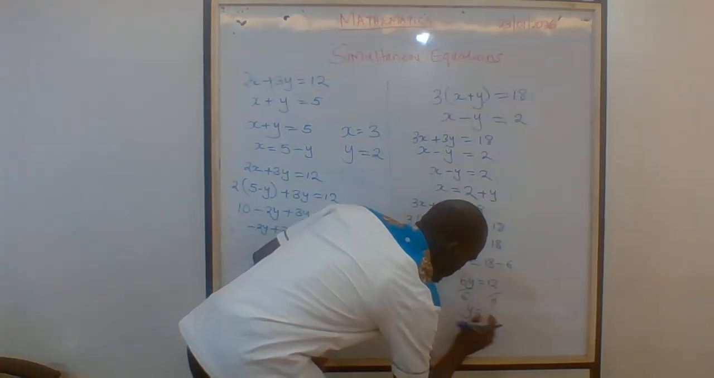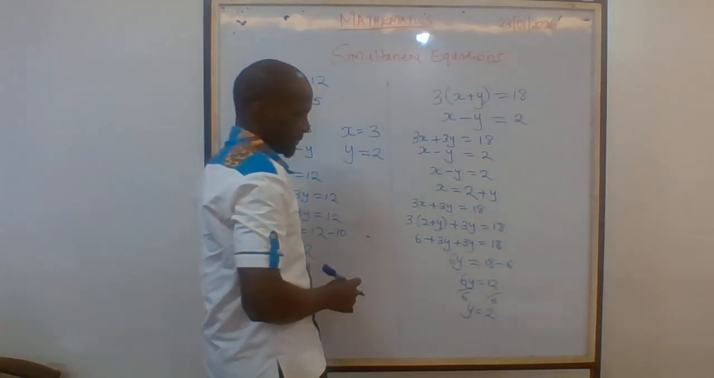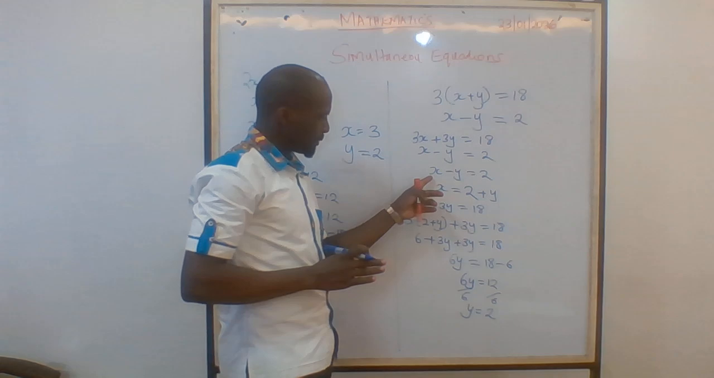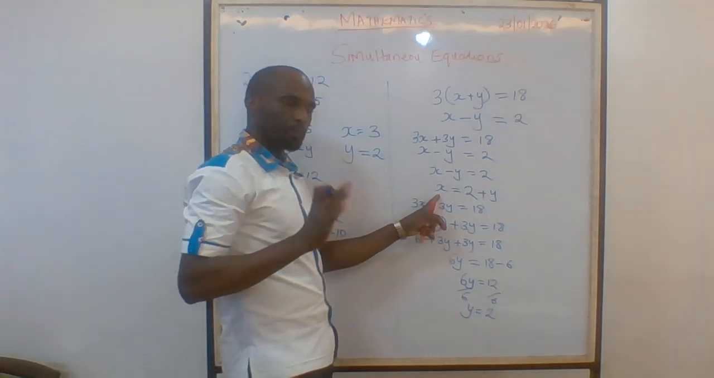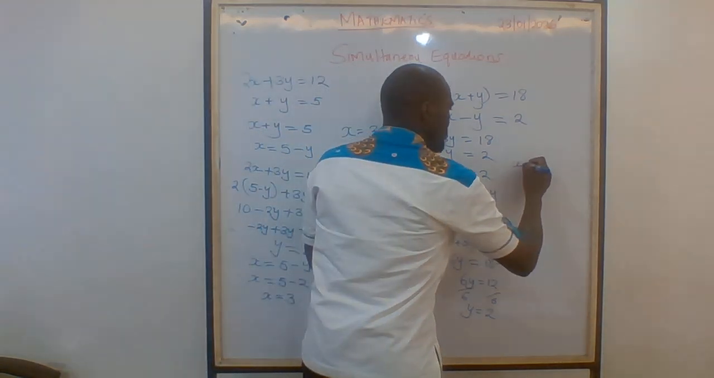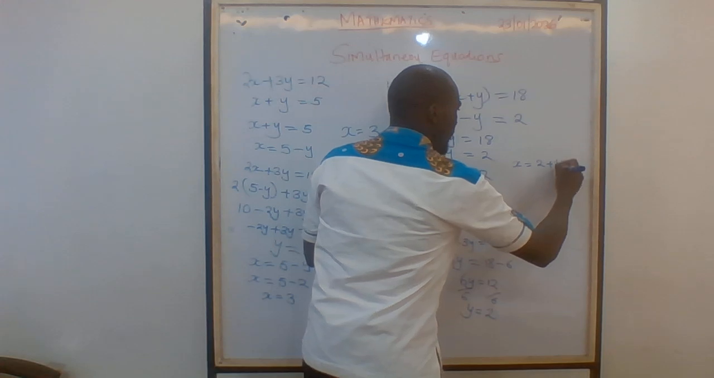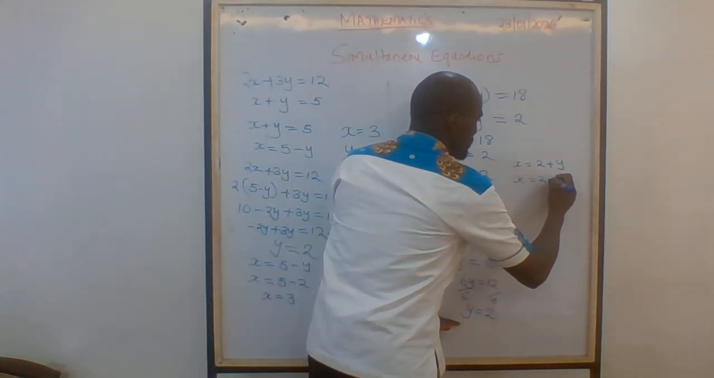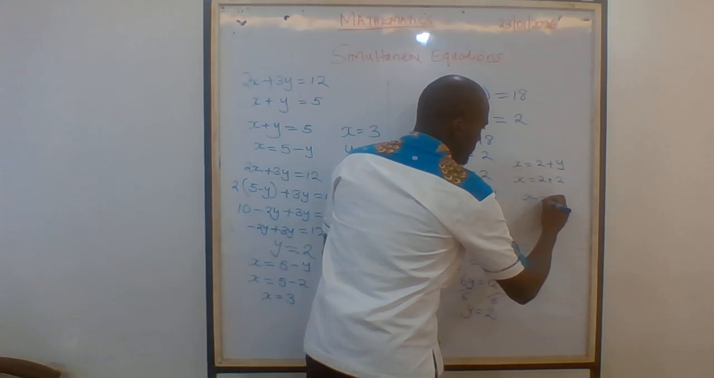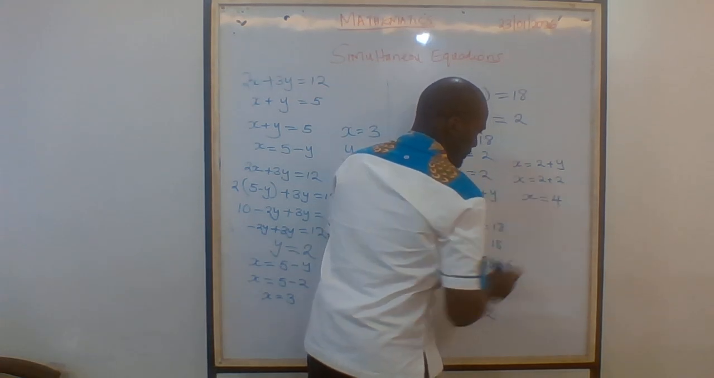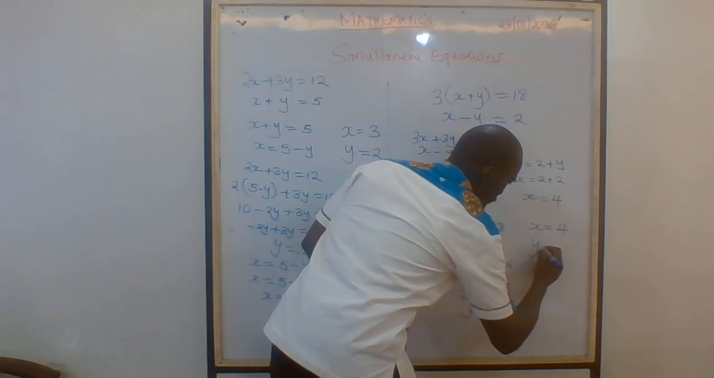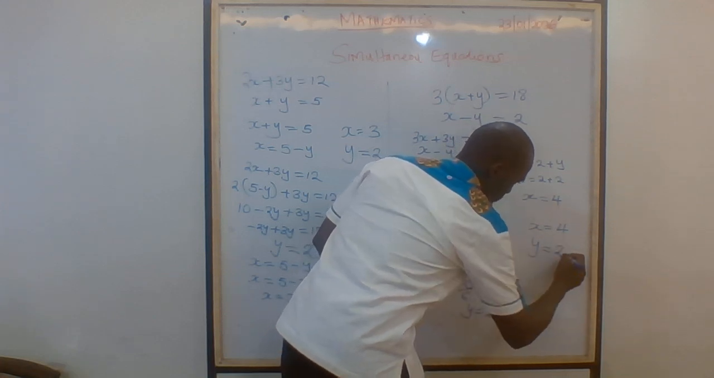Let me write it correctly. So our y is equal to 2. And we've said up here that our x is 2 plus y. And our y is 2. Therefore, our x is 2 plus 2, therefore our x is 4. So the value of x is 4, and the value of y is 2.